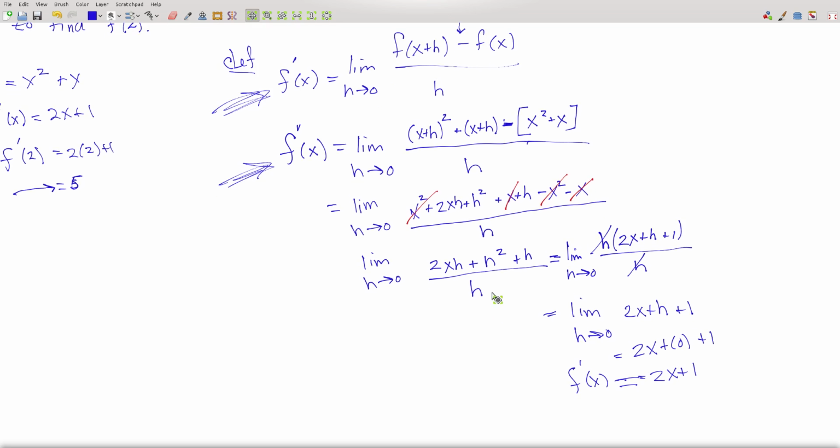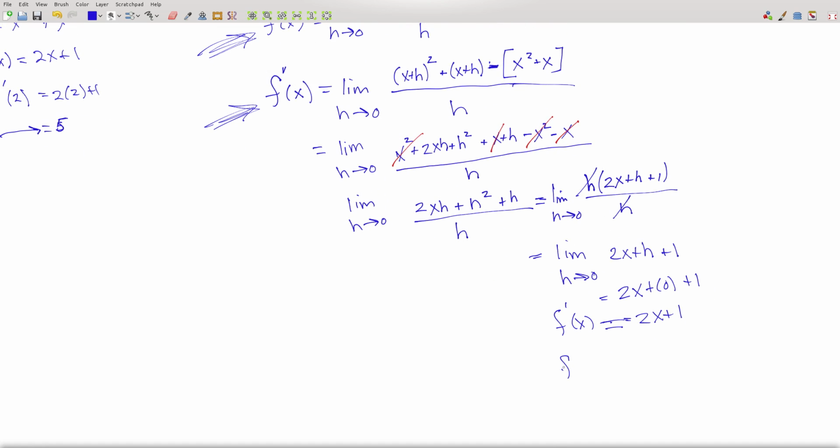And we can use that to answer the question. The question asked us to find the derivative of f evaluated at 2. So that'll be 2 times 2 plus 1. Of course, that is equal to 5, which is what we were expecting it to be.